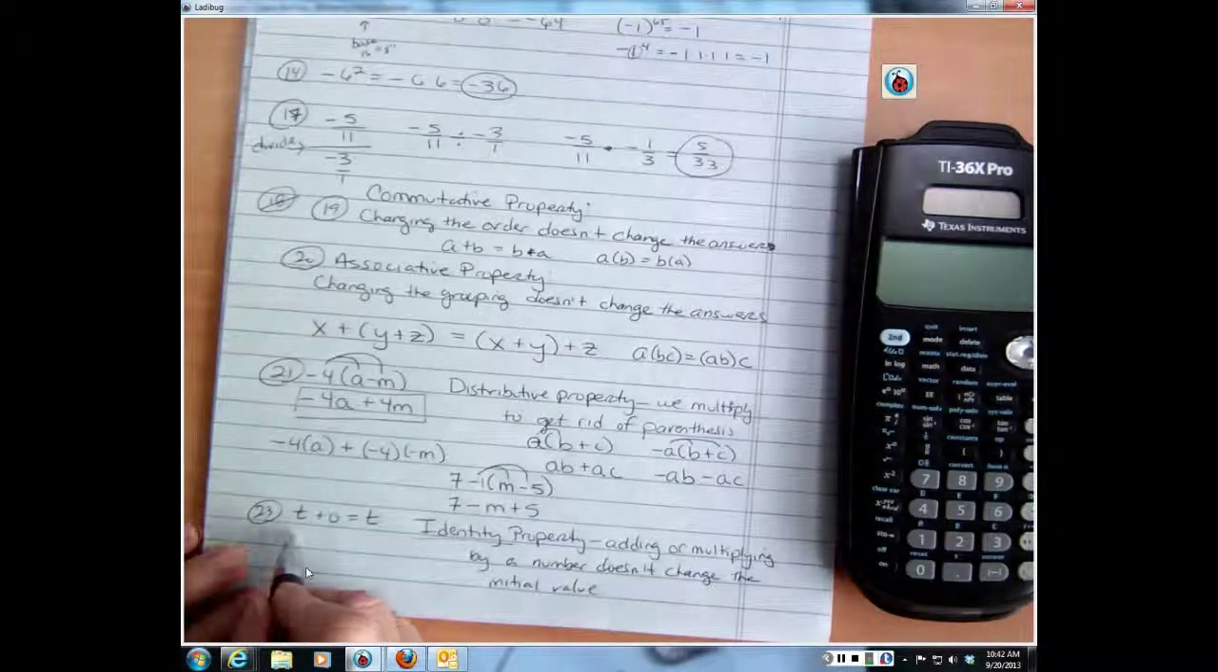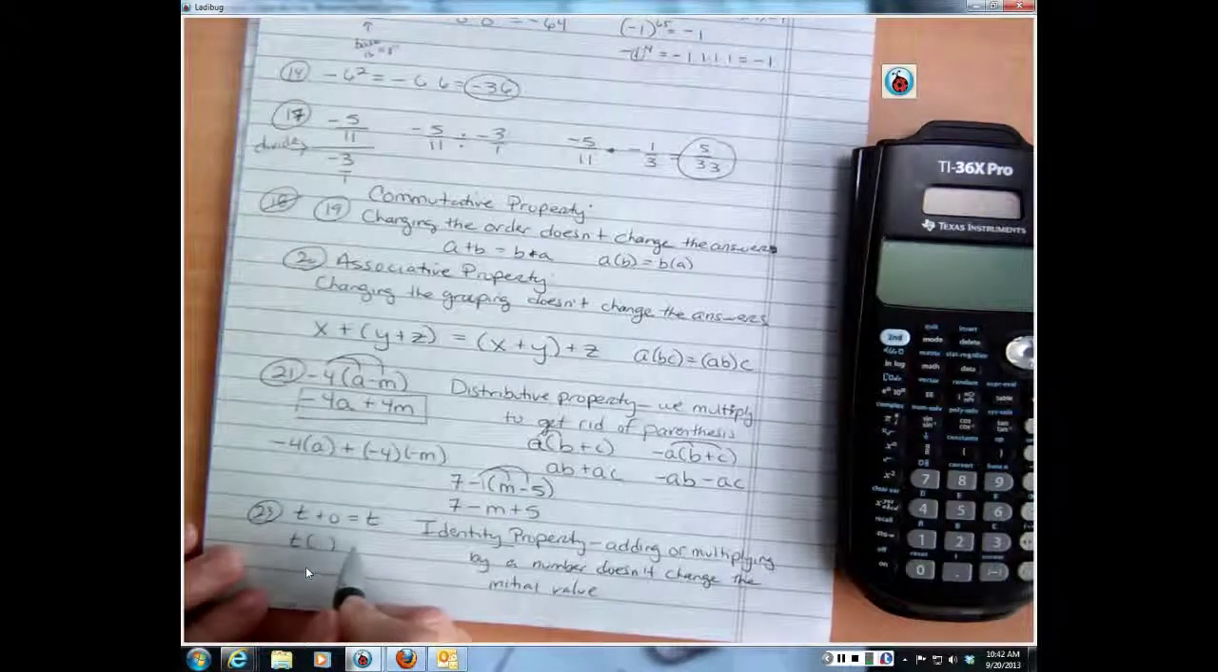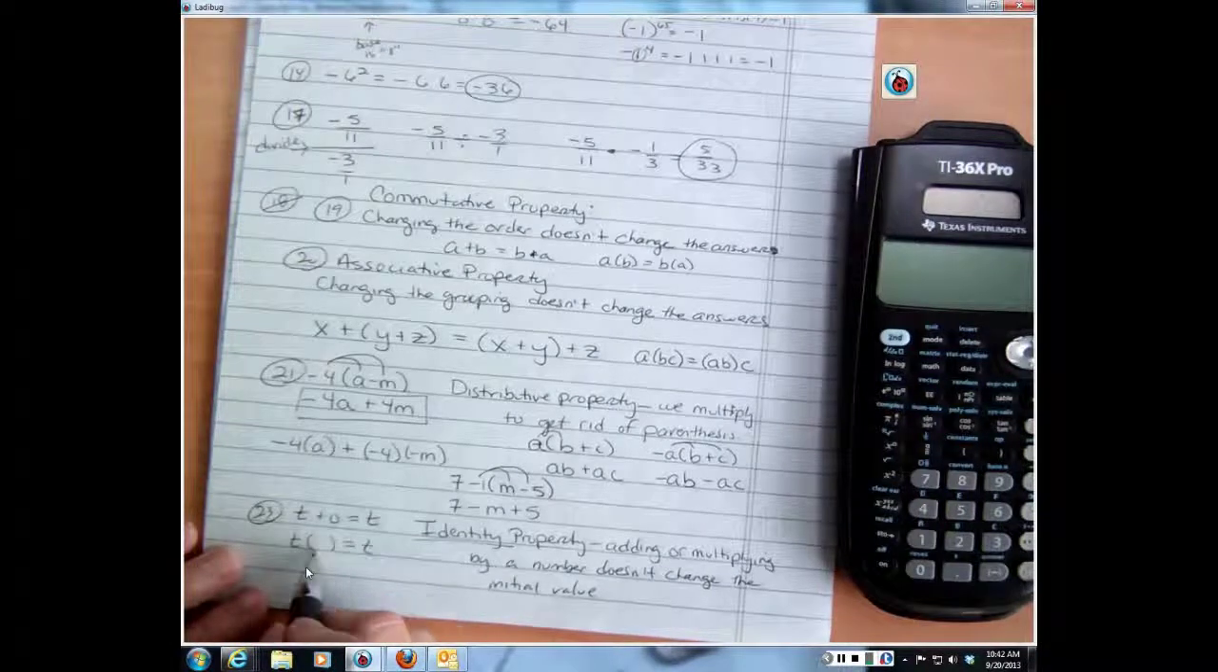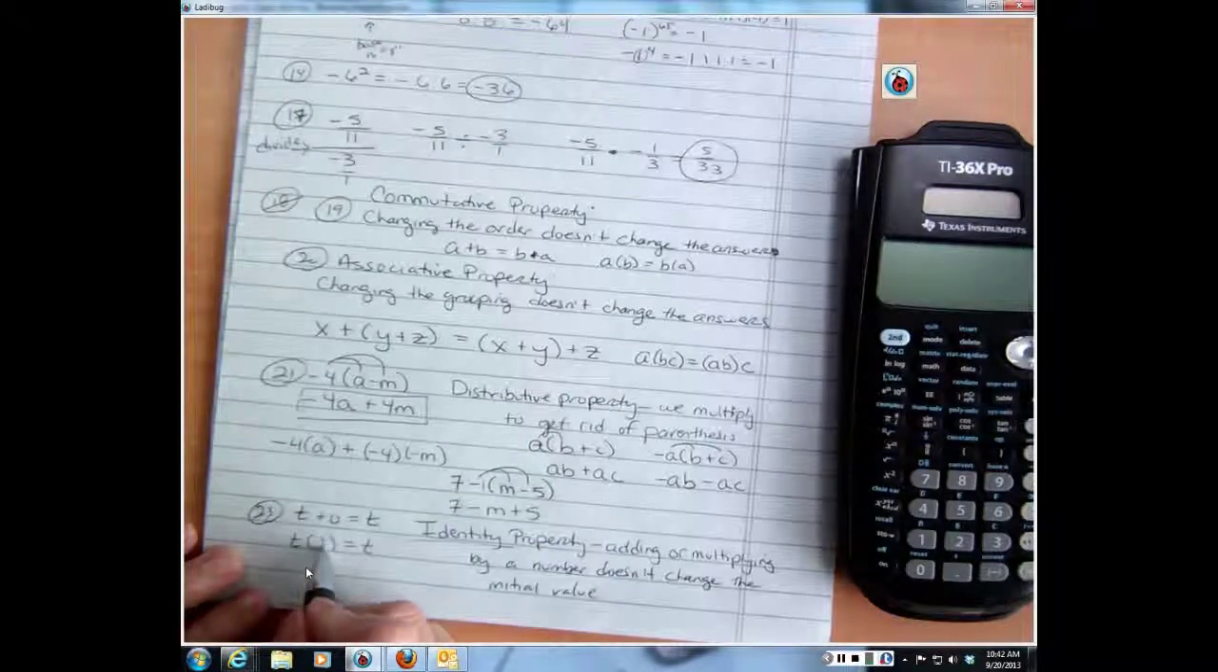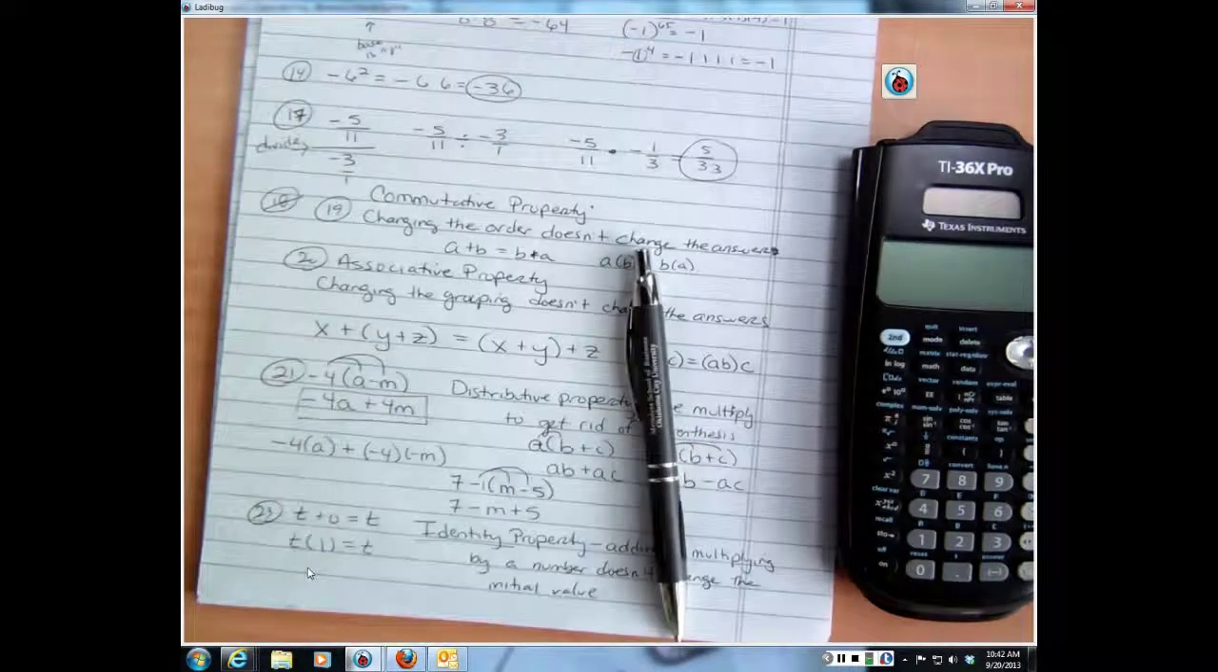What number would I multiply to make that happen? In other words, I start with T, I multiply by something, but I still have T. That would be 1, right? So maybe you said that. That's the identity for multiplication is 1. The identity for addition is 0.